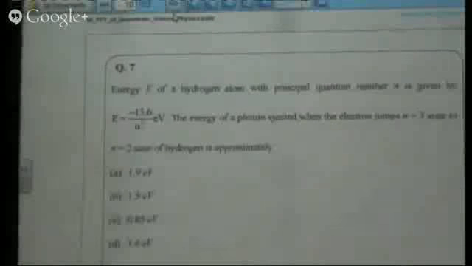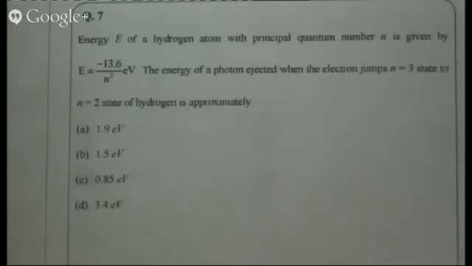Energy E of a hydrogen atom is given by this. The energy of a photon ejected when the electron jumps from n equals 3 to n equals 2 is how much? It's a very simple question. It requires fast calculation. You already know the concept, you remember the formula. What should be the answer? Yes. Tejaswini is absolutely right again. It is again 1.9 electron volt. Okay? Simple? Done? Next slide.